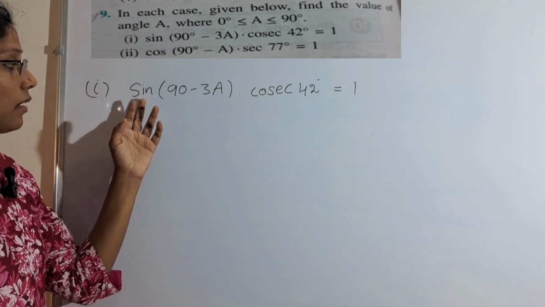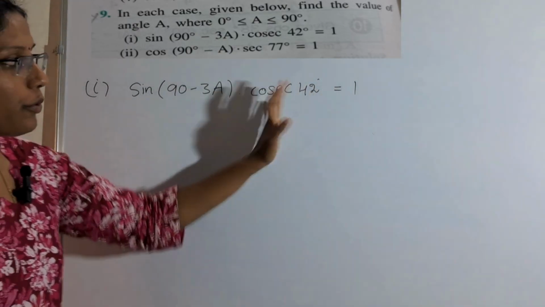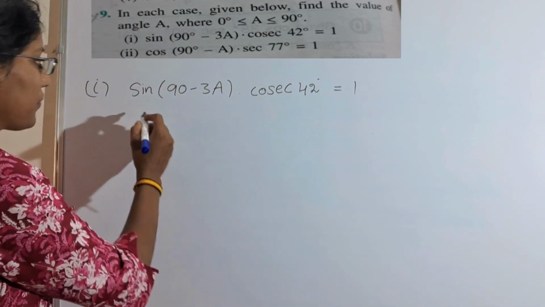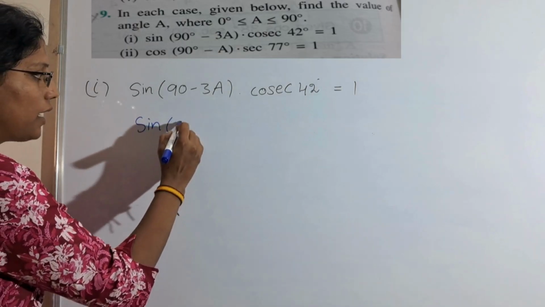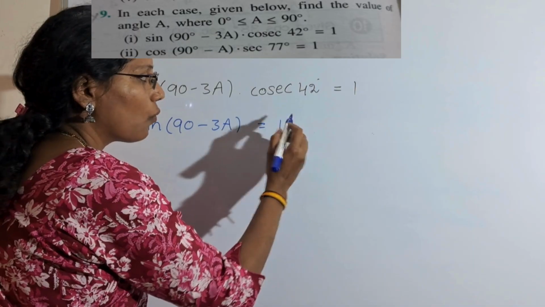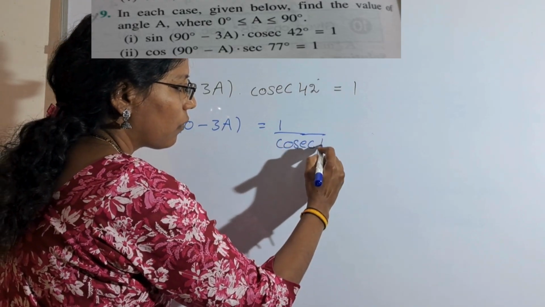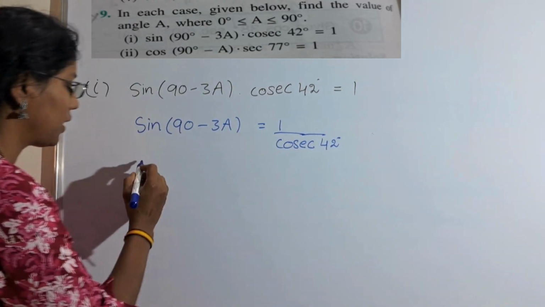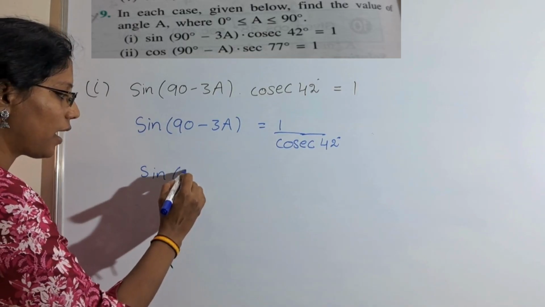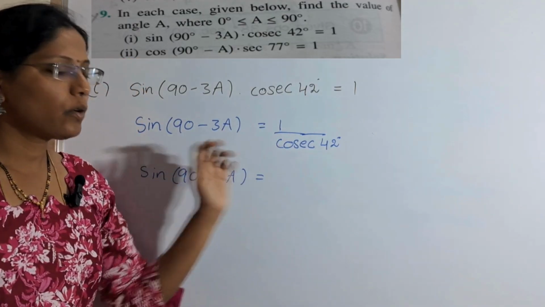Next problem, number 9, the main first problem. Here we have to find the value of a. Here cosecant 42 degrees we have to send to the right side. Sin 90 minus 3a is equal to 1 by cosecant 42 degrees.